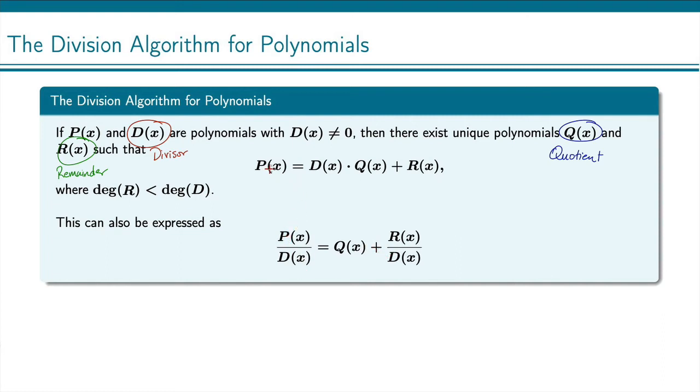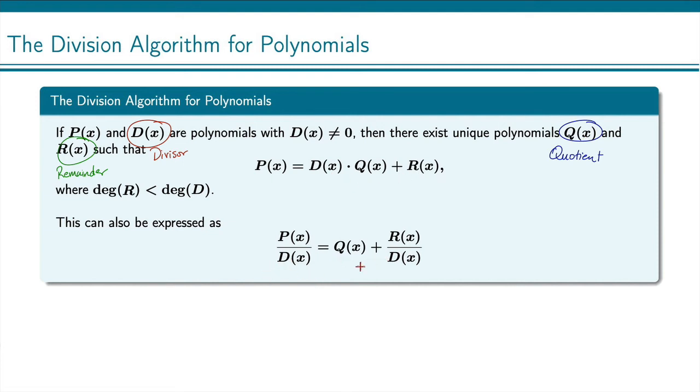If we just take this first equation and divide it by d of x on both sides, by the divisor, then we end up with this second form. So they are equivalent since d of x is not equal to 0. The other thing that's important to note is this condition right here, and that's that the degree of the remainder has to be less than the degree of the divisor. That's the only time that we know that we will have a unique quotient and remainder in this case.